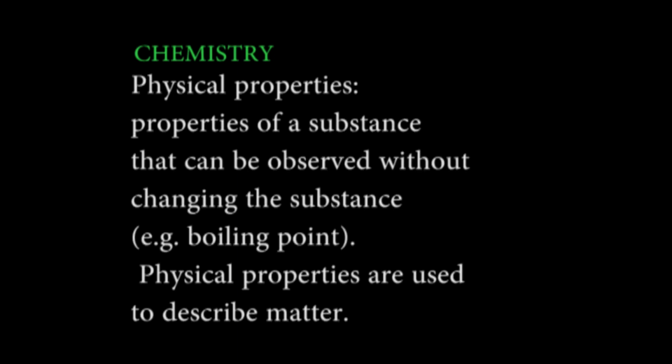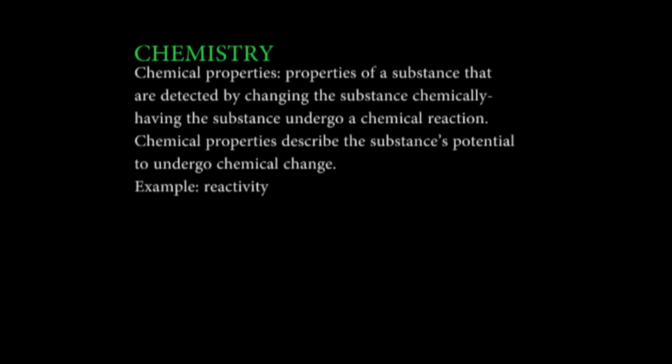Now, just to distinguish between physical and chemical properties. Physical properties are those properties of a substance that can be observed without changing the substance. Physical properties are used to describe matter, for example, boiling point and freezing point. Chemical properties are those properties that are detected by changing the substance chemically, by having it undergo a chemical reaction. Chemical properties describe the substance's potential to undergo chemical change, and for example, this is reactivity.